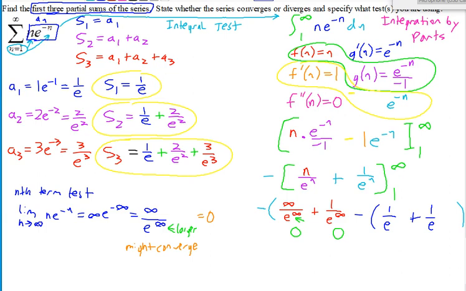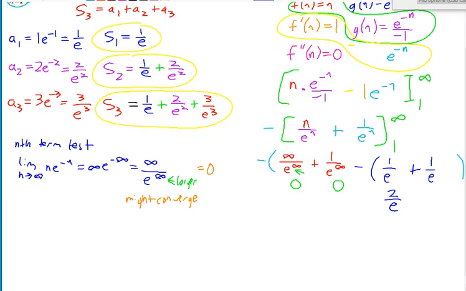Then if you distribute the negative times this one, it cancels out this negative. So all that's left is 1 over e plus 1 over e, which gives you 2 over e. So notice we got a specific number. It's not infinite, so that means it converges. And we used the integral test. So this converges by the integral test.